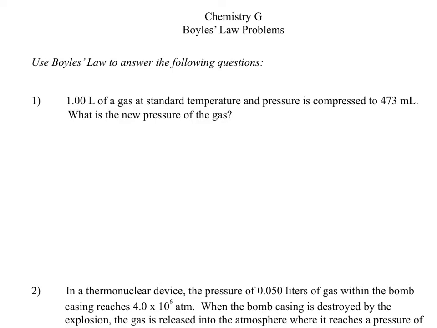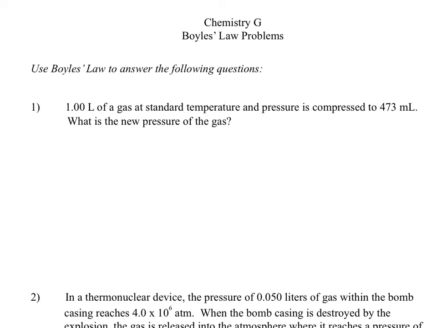The expression that we use helps us to understand what happens if we have starting conditions and then finishing conditions. So we call them initial and final variables. So let's take a look at the formula. It looks like this. We've got P1 times V1, that's our initial pressure times our initial volume, is equal to P2 times V2. So there's our equation.